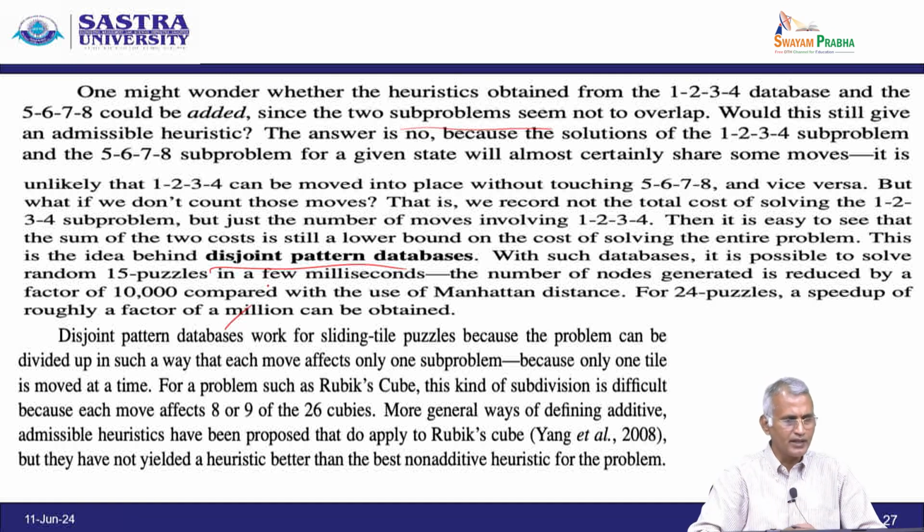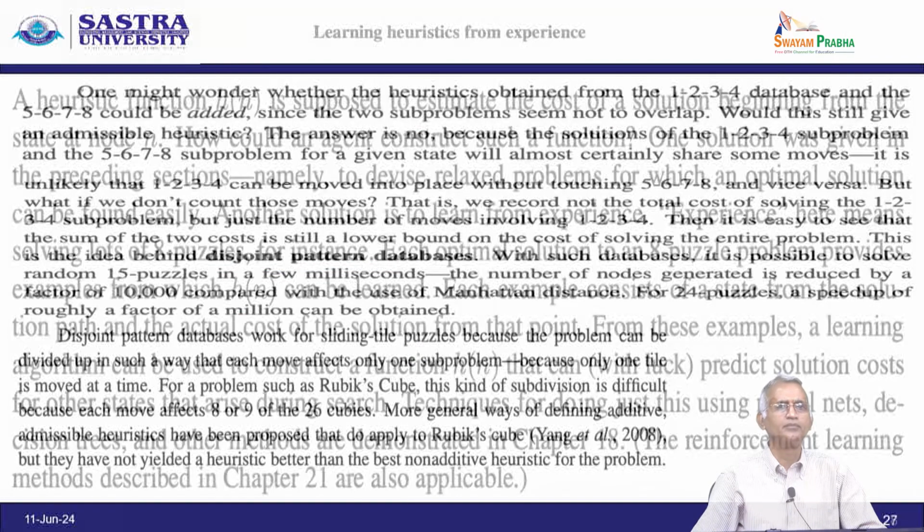So, disjoint pattern databases work for sliding tile puzzles because the problem can be divided up in such a way that each move affects only one subproblem, because only one tile is moved at a time. For a problem such as the Rubik's cube, this kind of subdivision is difficult because each move affects 8 or 9 of the 26 cubies. More generally, ways of defining additive admissible heuristics have been proposed for the Rubik's cube, but they have not yielded a heuristic better than the best non-additive heuristic for the problem.